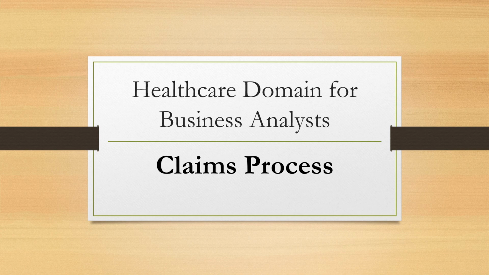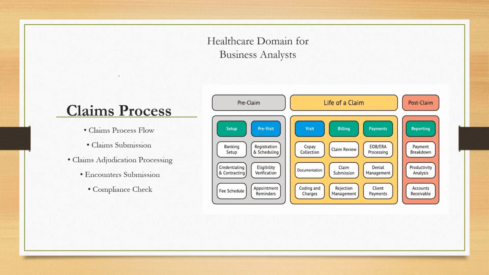Today we will talk about the claims process. In my last video, we talked about healthcare and healthcare insurance. So today we will talk about how this claim process works. There are a few steps in the claim process: claim process flow, claim submission, adjudication process, encounter submission, and compliance check.